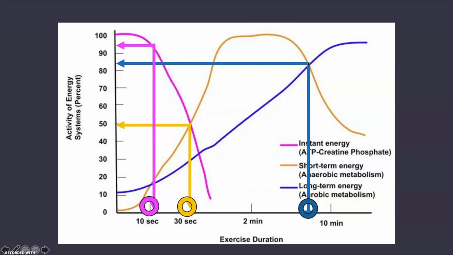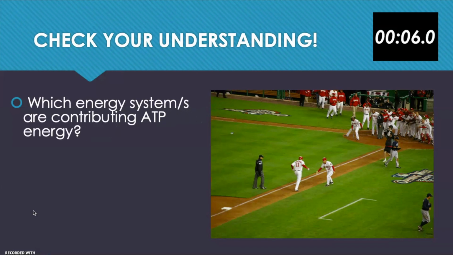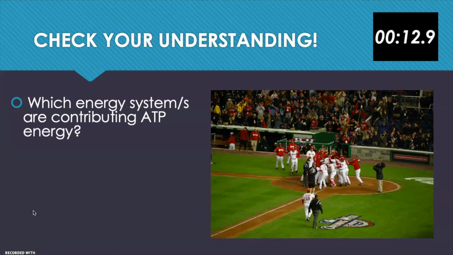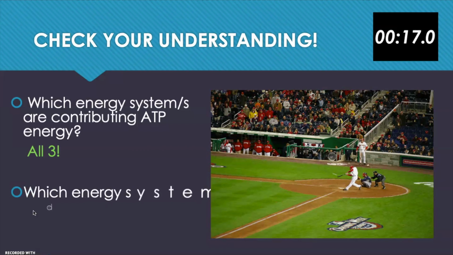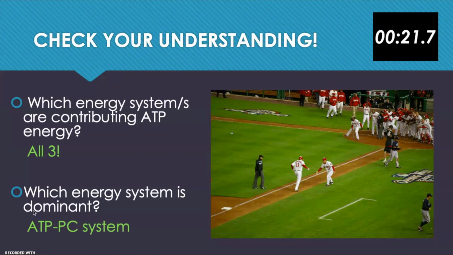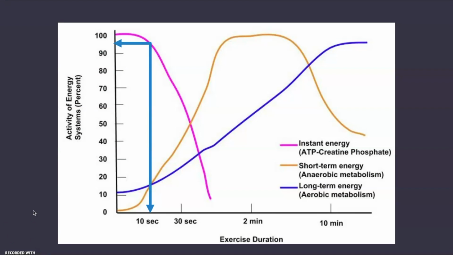So let's check your understanding of this idea. Which energy system is contributing ATP for this guy to run around the bases for a home run in about 10 seconds? Yep, you guessed it, all three. But which energy system is dominant? The ATP-PC system, because it is less than 10 seconds. Again, we consult our graph. At 10 seconds, we can see 95% of the energy is being provided by the ATP-PC system, while the other approximately 5% is being contributed by the other two energy systems.